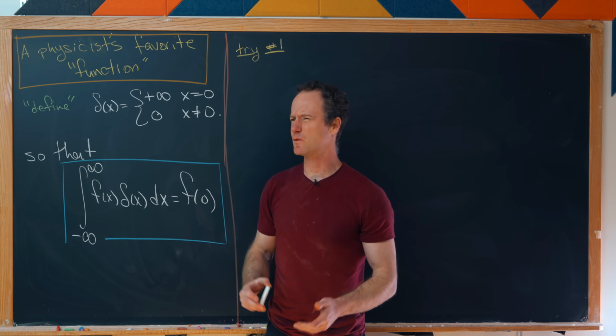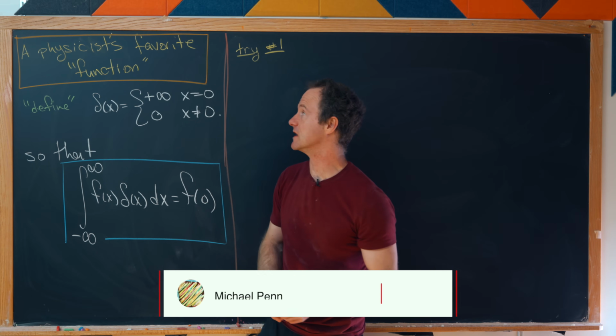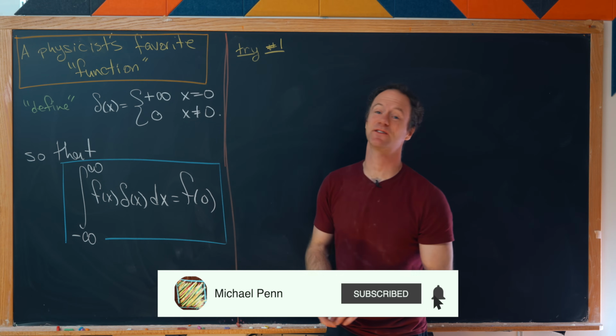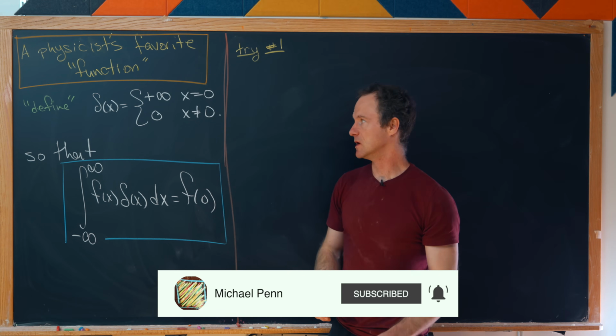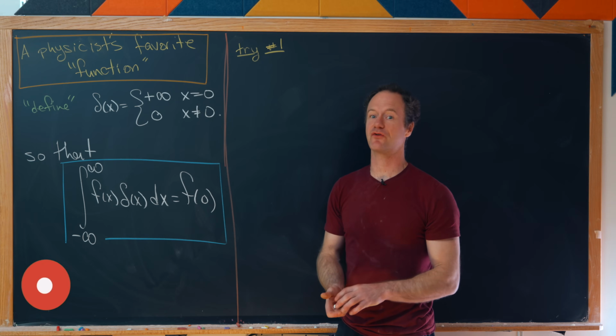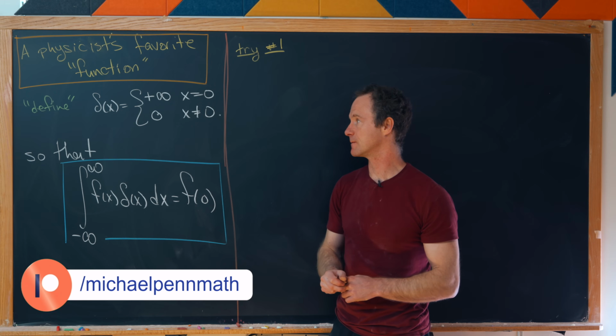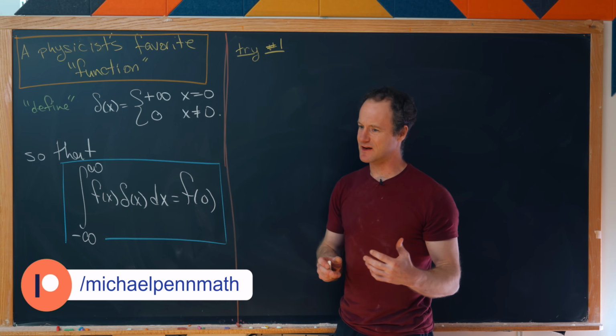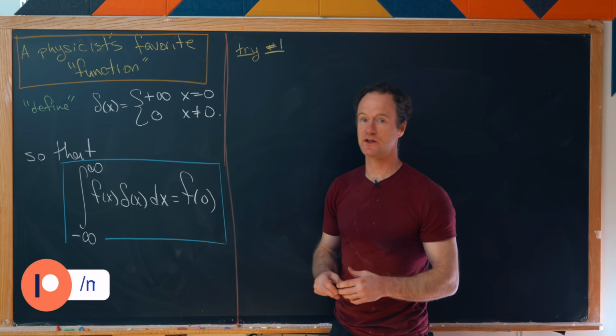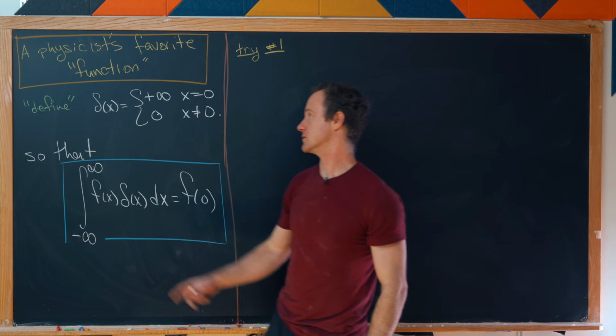Today we're going to look at something which, for the purposes of this video, I'll call a physicist's favorite function. This is also called the Dirac delta function or the Dirac delta distribution. And often in sketchy physics notes, you'll see it defined as follows.